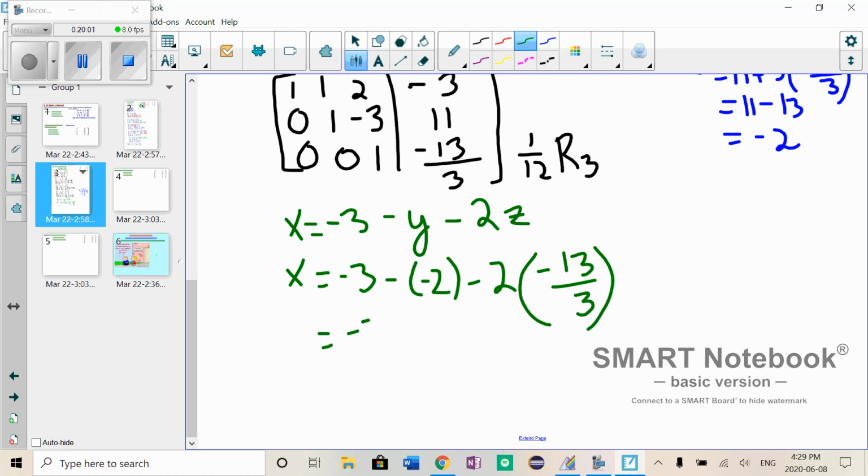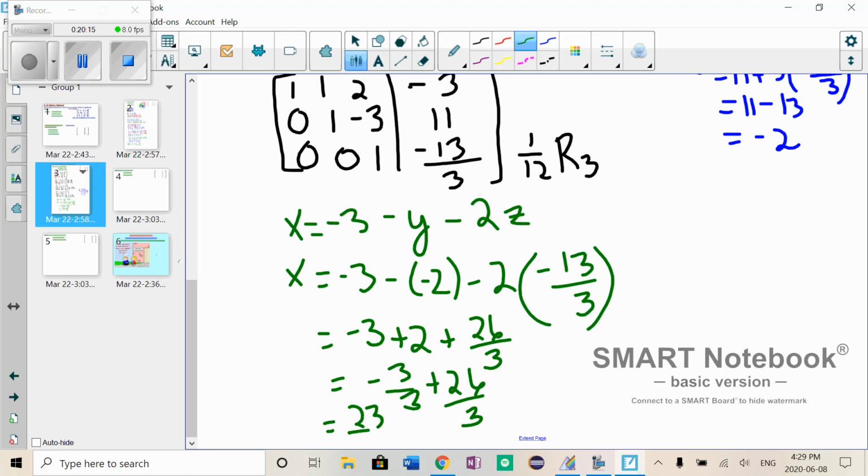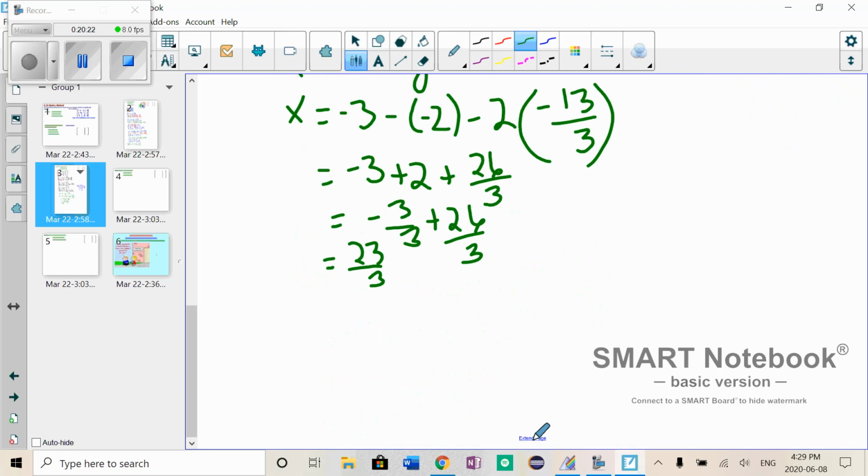So what is this? Negative 3 plus 2 plus 26 over 3, which is negative 1, so negative 3 over 3 plus 26 over 3 is 23 over 3. And so just like before, we found an answer for x, y, and z. So there's x, there's y, and there's z.